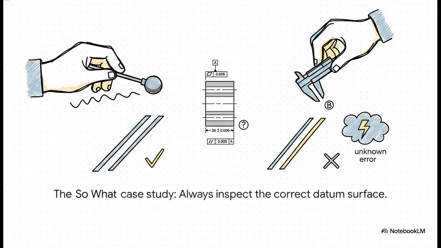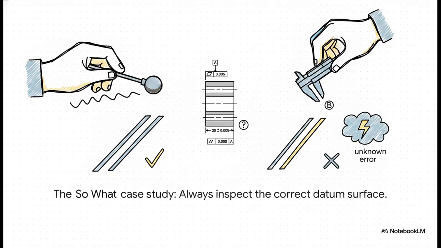Let me share a famous real-world example with you. It's known in the industry as the "so what" case study. Imagine a drawing with a parallel constraint pointing clearly to datum A. But out on the floor, an inspector places the part on surface B, the bottom edge, and measures from there instead. When someone points out they're inspecting the wrong datum surface, the inspector shrugs and says, "So what? Surface B is parallel to datum A, so what's the difference?"